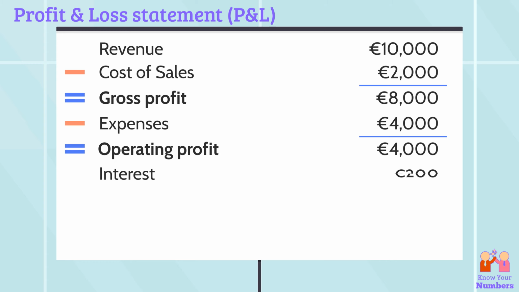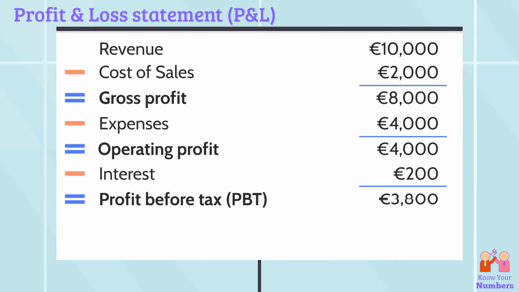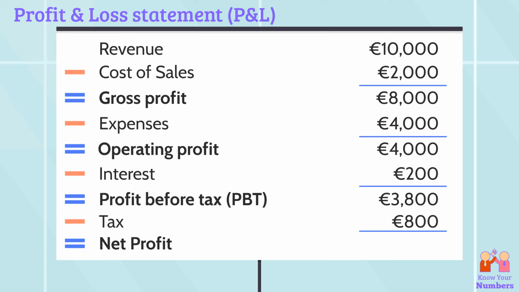Now, if you earned or paid interest on loans, savings, or a credit card, it shows up here as interest income or expense. After all that, you get to profit before tax, or PBT. It's the money left over before paying the government their share. Then comes tax, the estimated amount you'll owe based on your profit. And finally, what's left is your net profit. That's your real bottom line. It's the number that shows how much your business actually made after everything else.